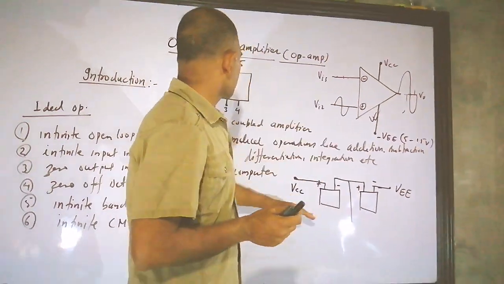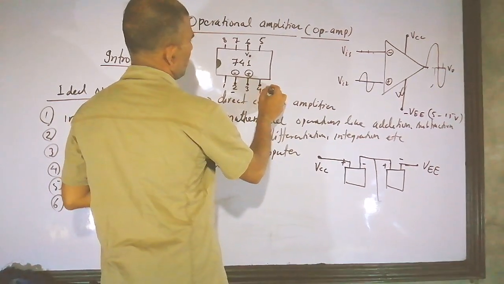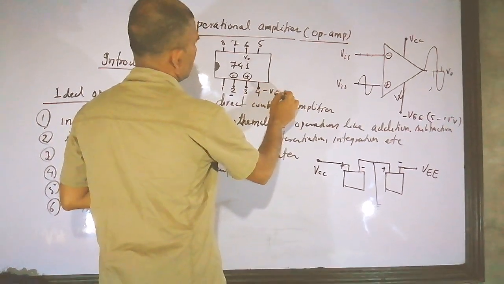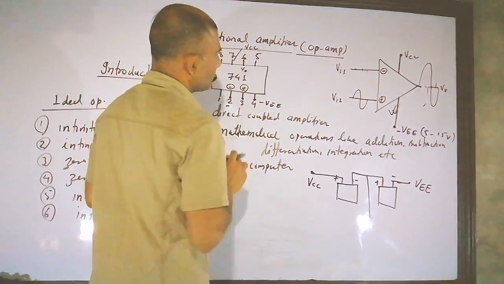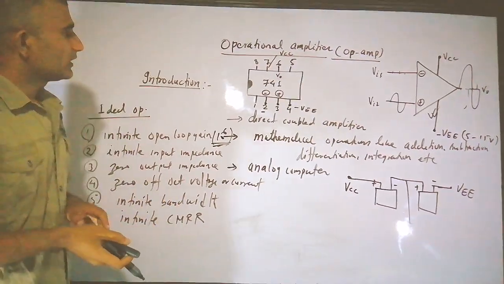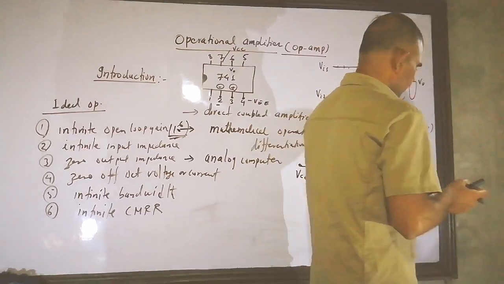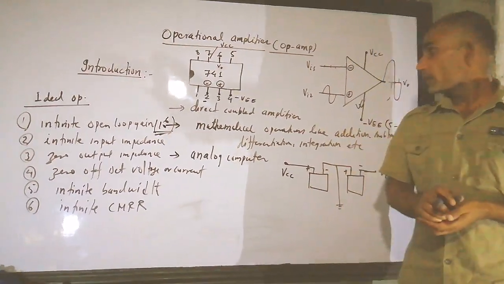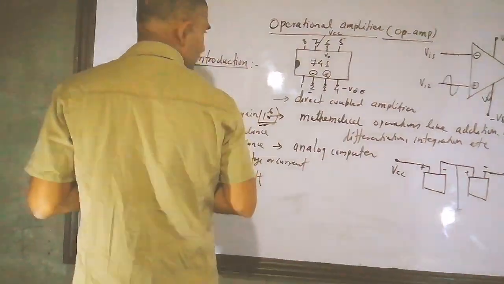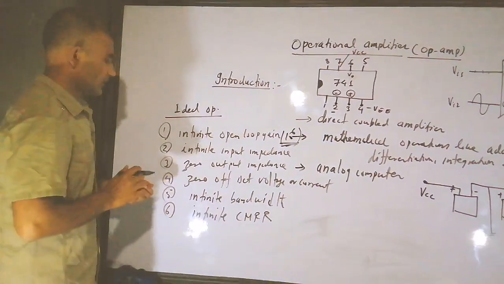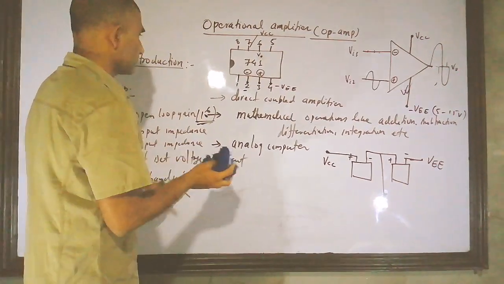Okay, so this was the introduction. Here we have to apply VEE to pin 4, and apply VCC to pin 7. So these are the basic things we need to know about the operational amplifier. Usually we write all these things down, so let me write first, and then again we will discuss some more things. For this I need some space, so I will write it again.